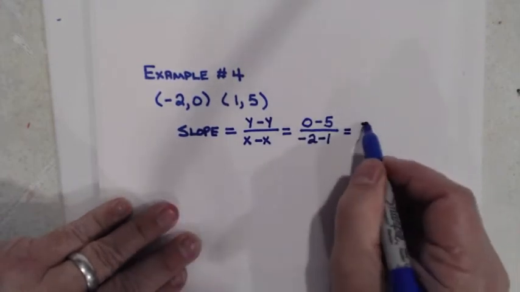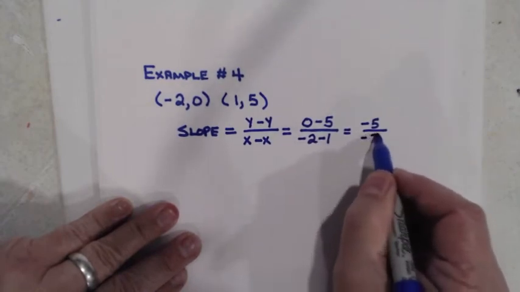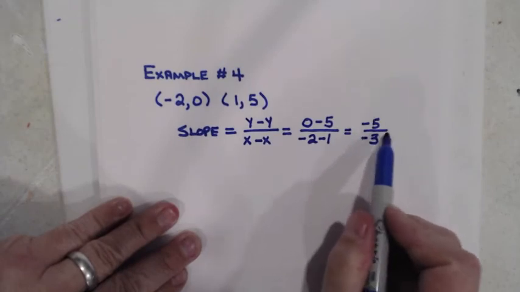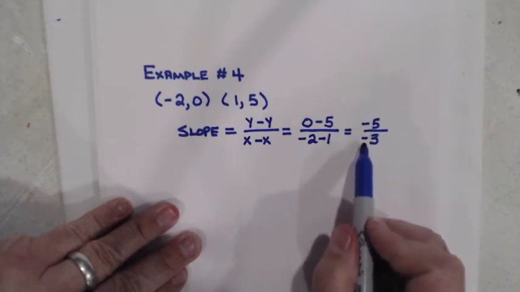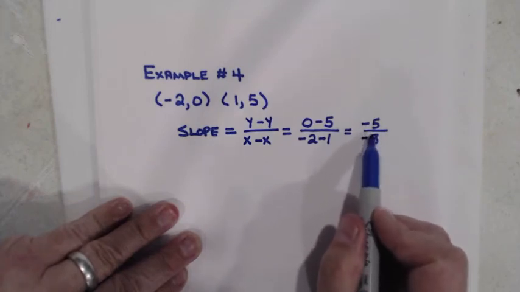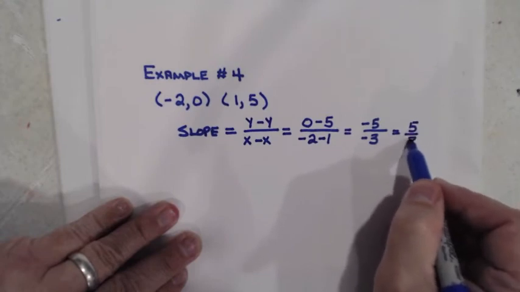0 minus 5, negative 5. Negative 2 minus 1 is negative 3. Remember, this is a division bar, so what you're doing is you're dividing. You can't have 2 negative signs here because a negative divided by a negative is a positive.